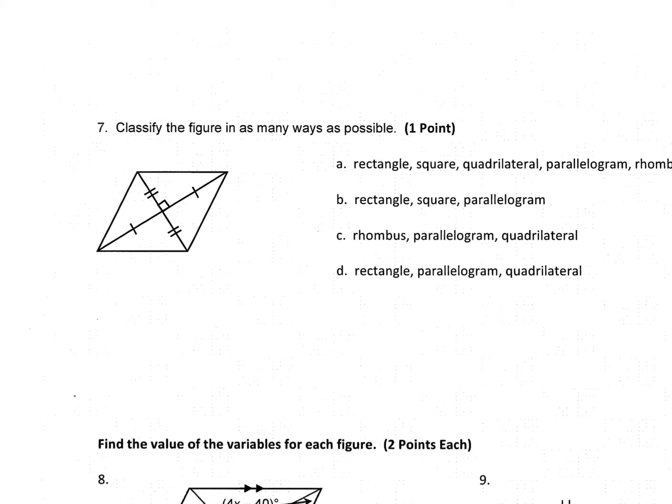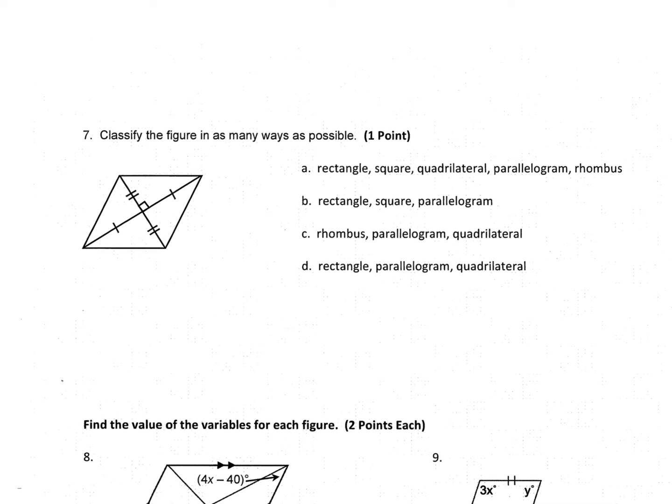Okay, moving on to number 7. It says classify the figure in as many ways as possible. So looking at this here, we know right away that this is not a rectangle because we don't know anything about the angles over here. So let's cross out any of them that have a rectangle. A, B, and D. Well, look at that. Then we're only left with C.